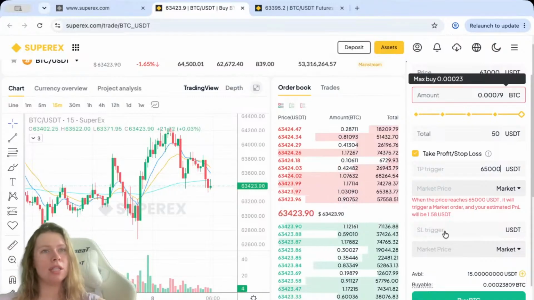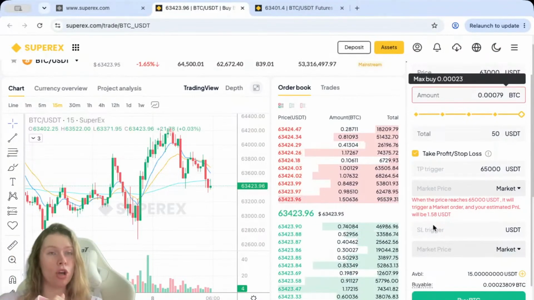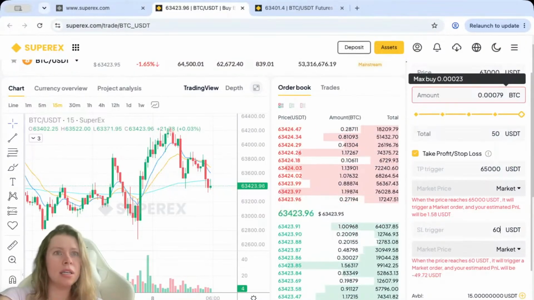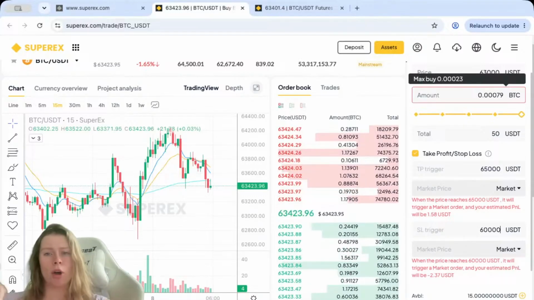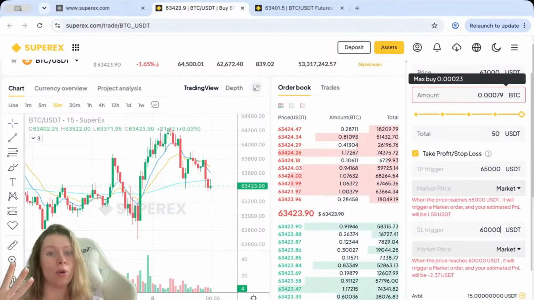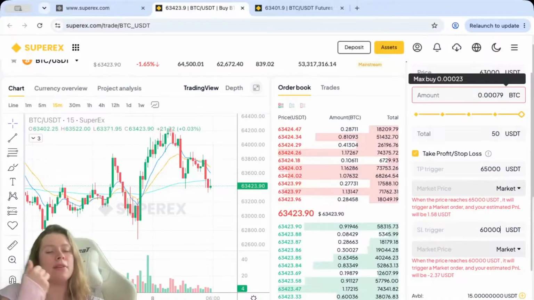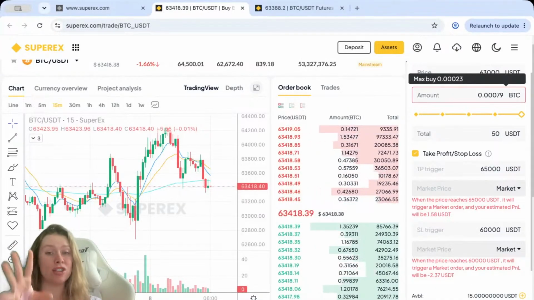But then let's try to find it the other way around. So an SL trigger, which is stop loss. I am going to set it at, okay, let's just say 60,000. It's the same logic but opposite direction. If Bitcoin crashes to 60,000, the platform will sell it automatically and I will lose 2.37 USDT. I'm not going to lose 20, I'm not going to lose 50. My downside is actually capped on this.